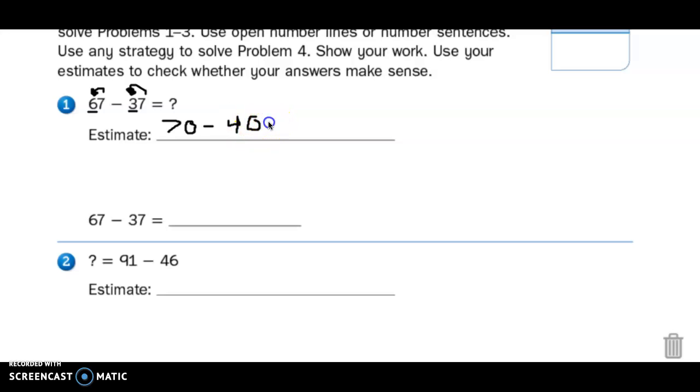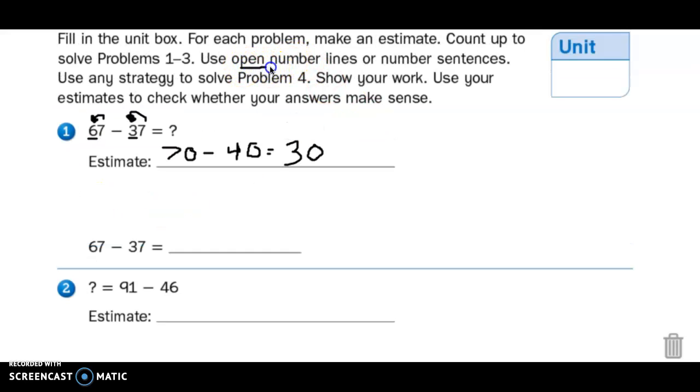70 take away 40. 7 minus 4 is 3. Then we have our 0. 70 minus 40 is 30. That's our estimate. So that's what our answer is going to be about. It's not exact because we rounded. We're not using exact numbers. All right. Let's use that open number line first.